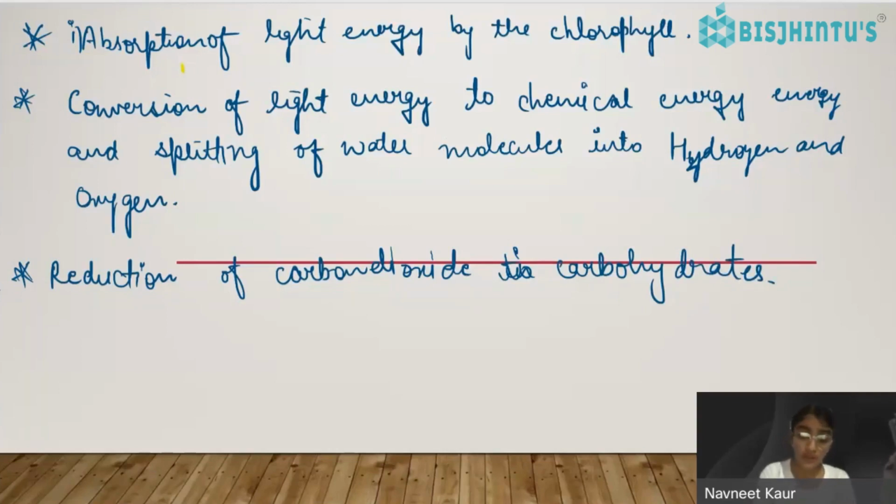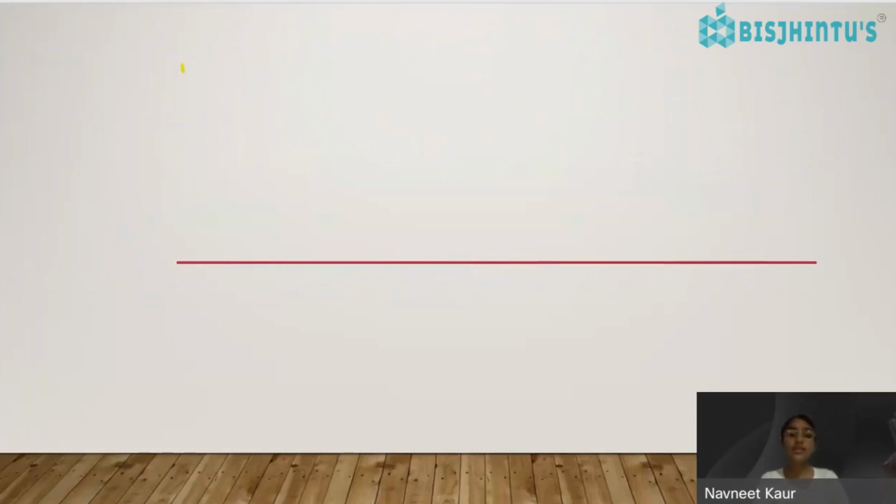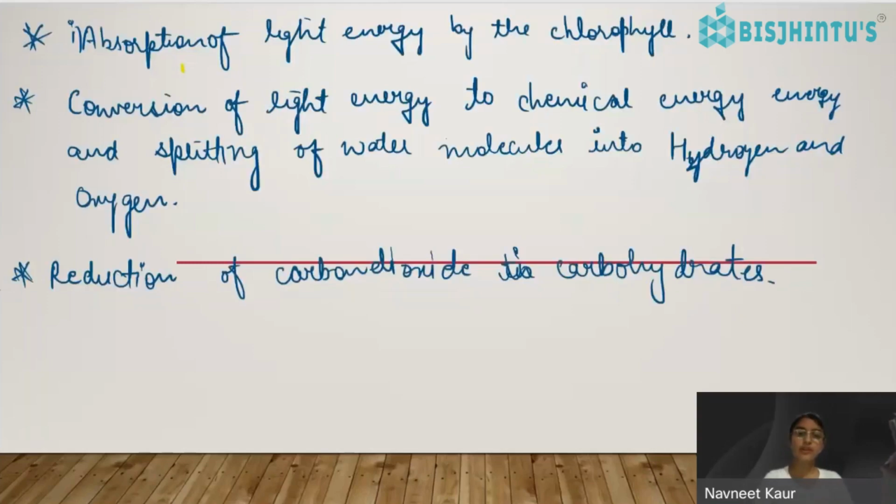One more thing which is very important, that not all these processes are taking place at the same time, right? ऐसा नहीं है कि plants जो हैं energy को light energy ले रहे हैं, उसी time पर उसे chemical energy में convert कर रहे हैं, उसी time पर जो water molecules की splitting हो रही है. No, this is not the case, right?